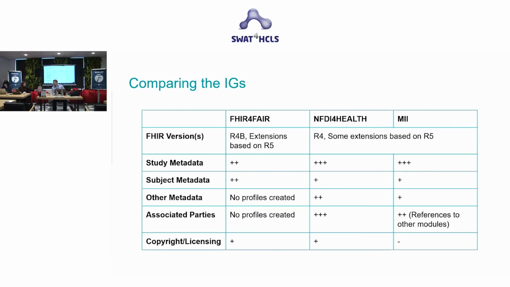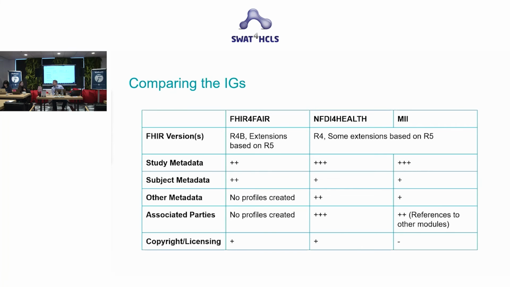Yeah, but we have these modules. So we will not do anything in research study; licensing or provenance will be in another meta module, because it will somehow influence all resources, not only research studies. This was just a very high level comparison of the IGs.